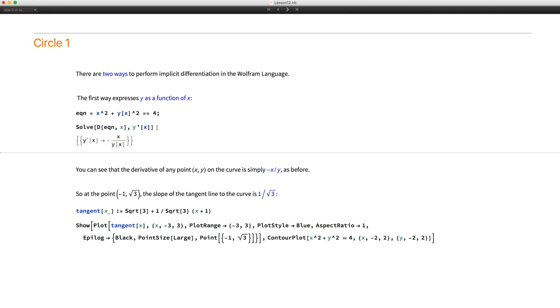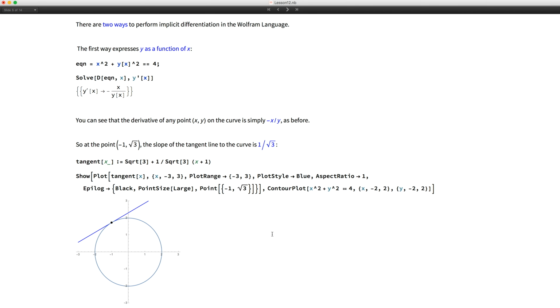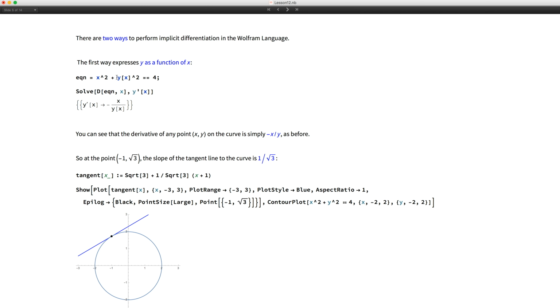Now you can plug in values for both x and y. For example, if you're at the point negative 1 comma square root of 3, then the slope is 1 over square root of 3, and you can then find a tangent and plot both the tangent and the graph, and you see that the answer is correct. So that's the first method: replace y by y of x.